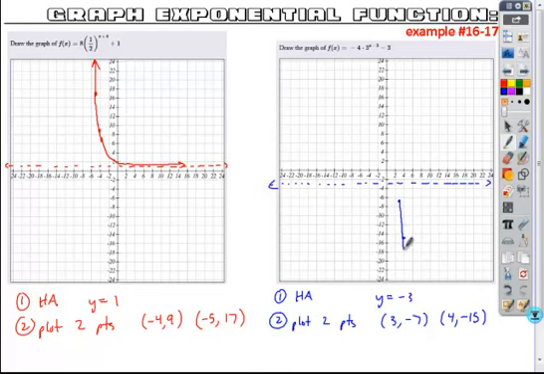And so when I connect these points, I'm going to get my graph. And this goes the direction that I was expecting. It is a negative out front, so it is going to reflect my original exponential growth.